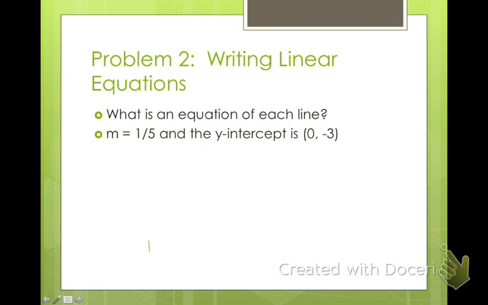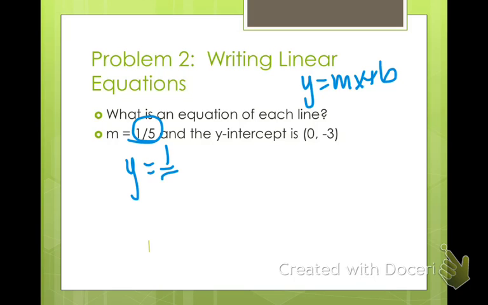Alright, so if I tell you that the slope is 1/5 and the y-intercept is 0, negative 3, if we use our equation, y equals mx plus b, we just put that 1/5 in for m, so y equals 1/5 x, and then your b is that y coordinate, so minus 3. That's it, you're done.